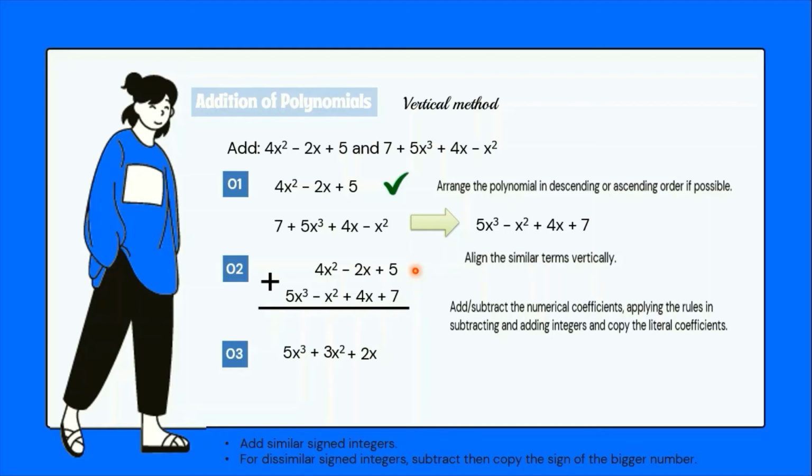Last, constants tayo. 5 plus 7 is equal to 12. Kaya ang sagot na natin dito ay, pareho lang naman, ganun pa rin. 5x cubed plus 3x squared plus 2x plus 12. You can choose whichever method you prefer, yung mas nadadalian ka. It's either grouping or vertical method. Pareho lang yung magiging sagot.